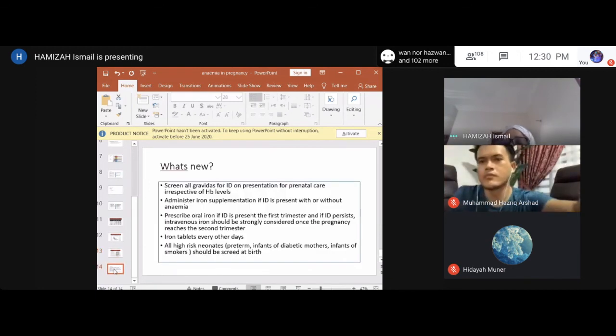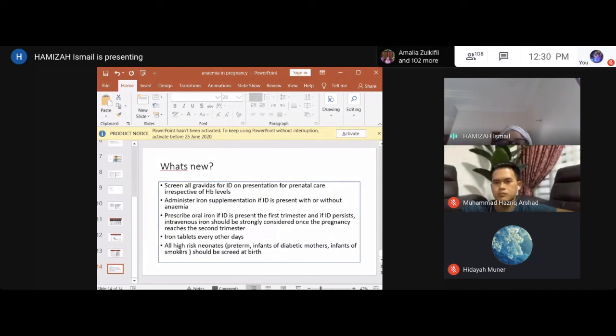Okay. So what's new is to screen all gravidas, pregnant mothers, for iron deficiency. Don't wait until the Hb is low. These are new. Administer iron if iron deficiency is present with or without anemia. Don't wait for anemia. In the first trimester, we prescribe oral, but intravenous now, with increasing recommendation from many anemia societies in the UK and US, is to use intravenous iron straight away rather than give oral. So iron tablets every other day.